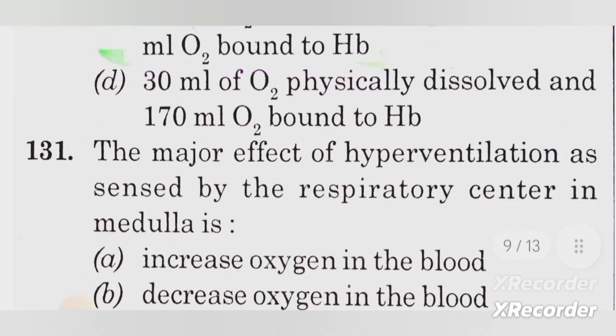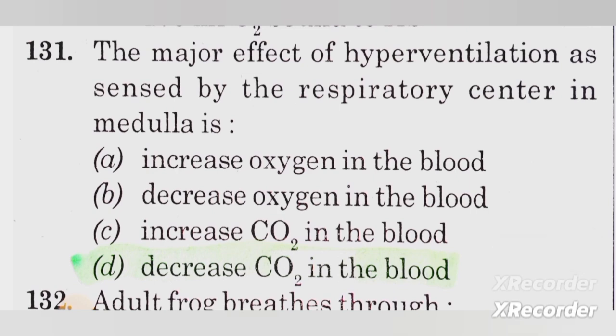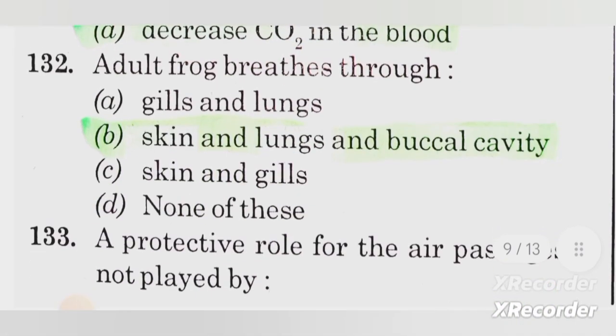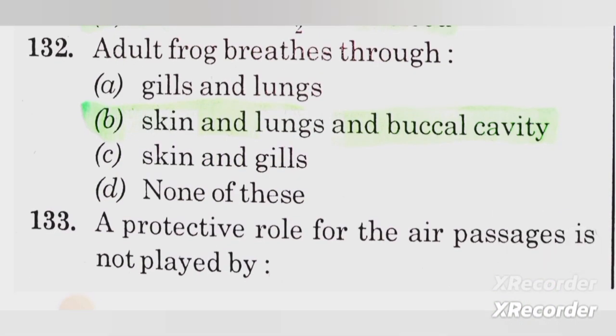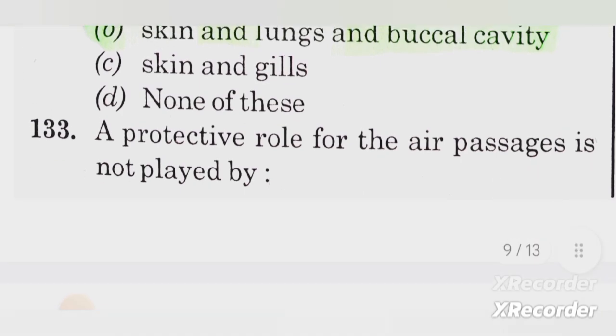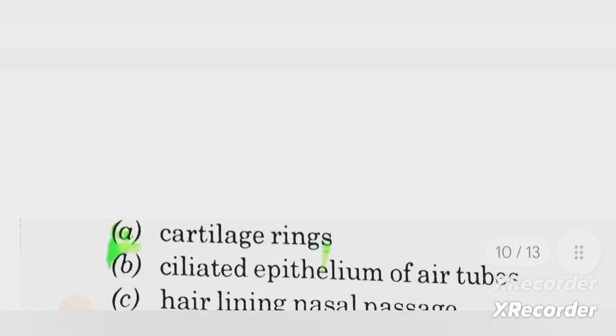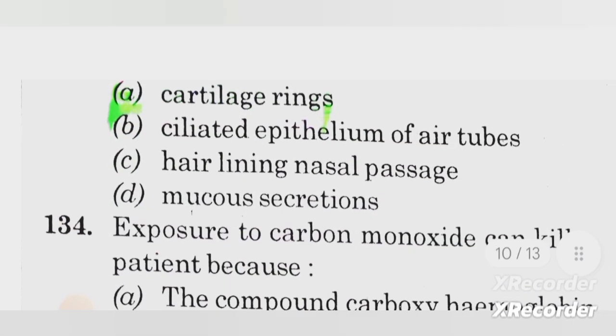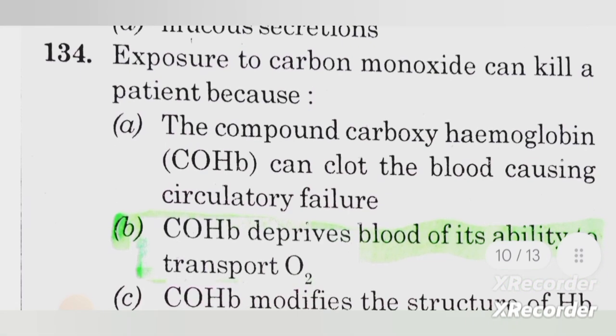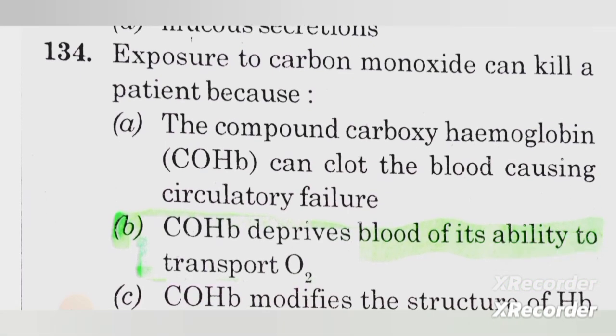Next, 131. The major effect of hyperventilation as sensed by the respiratory center in medulla is: Answer D. Decrease the CO2 in the blood. Next, 132. Adult frog breathes through: Answer B. Skin and lungs and buccal cavity. Next, 133. The protective role for the air passages is not played by: Answer A. Cartilage ring. Next, 134. Exposure to carbon monoxide can kill a patient because: Answer B. CO, by HB, deprives blood of its ability to transport O2.